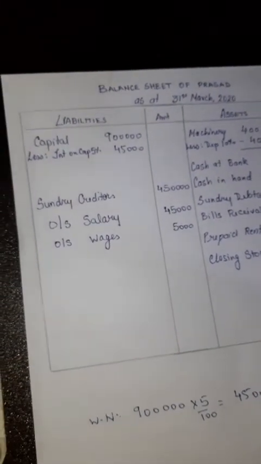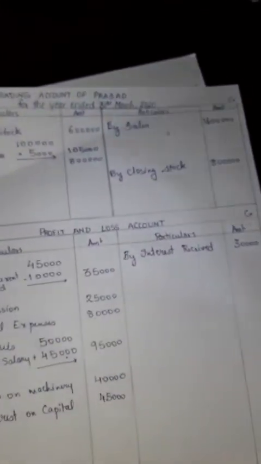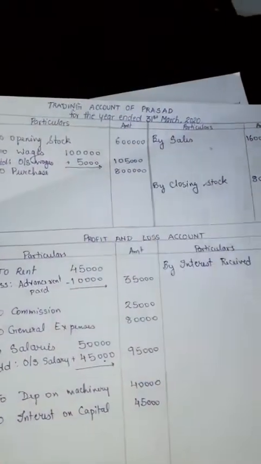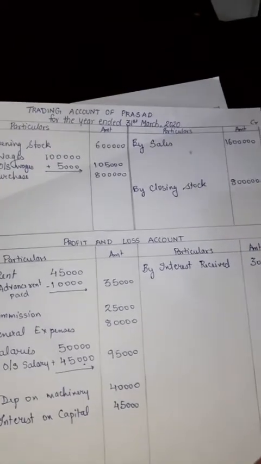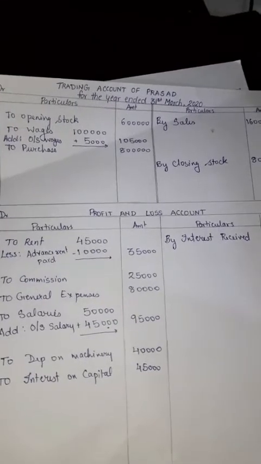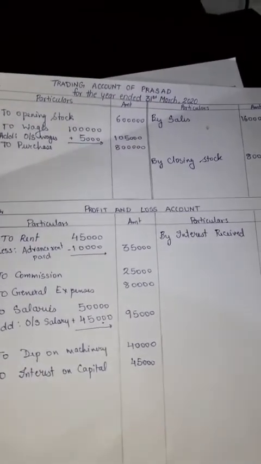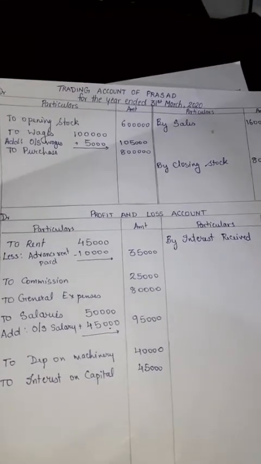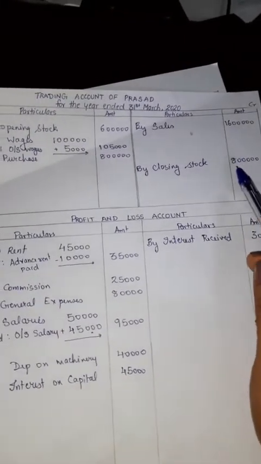Now the next thing you have to do is making a total. You have to make the total of both debit side and credit side of trading account first. So let us move to the next step of preparation of final account. The first account which you have to close is the trading account. You have to see which side amount is more. So here you can find that your credit side is more.